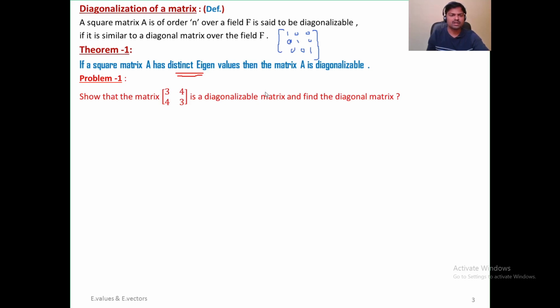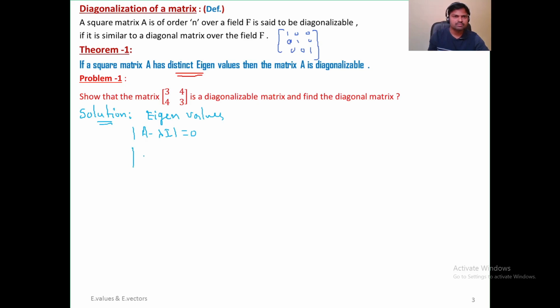So based on theorem number 1, when can I say that it is diagonalizable? If a square matrix A has distinct eigenvalues, right? So first find the eigenvalues of this 2 by 2 matrix. Calculate the eigenvalues. After that we will decide whether it is a diagonalizable matrix or not. So how to calculate eigenvalues? First I want the eigenvalues. Then determinant of A minus lambda I. Characteristic equation, right? We have to solve the characteristic equation for eigenvalues.